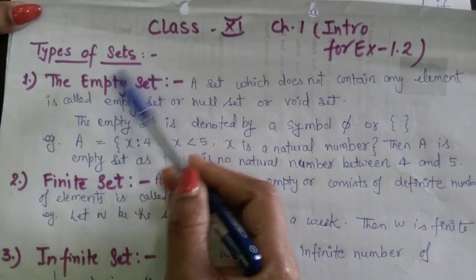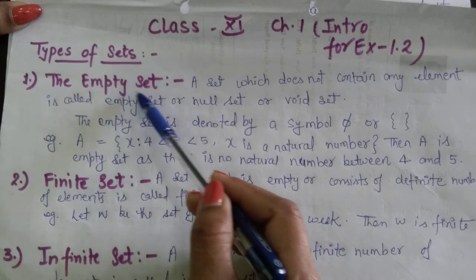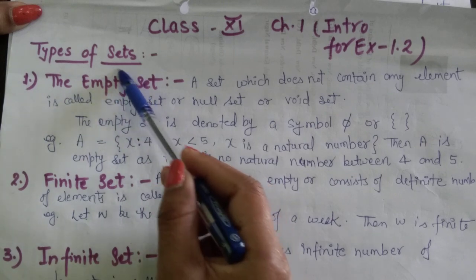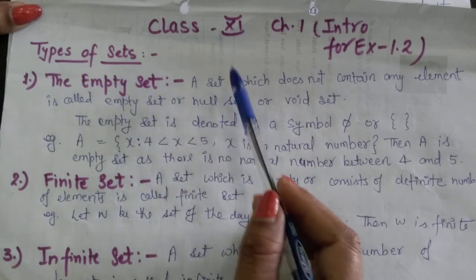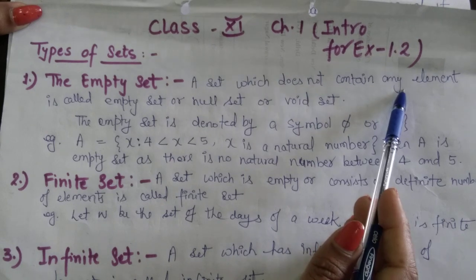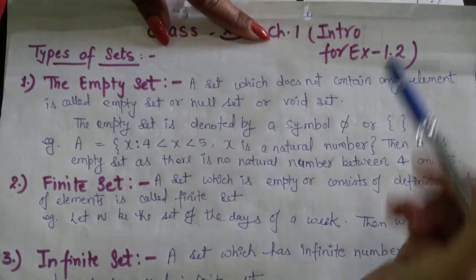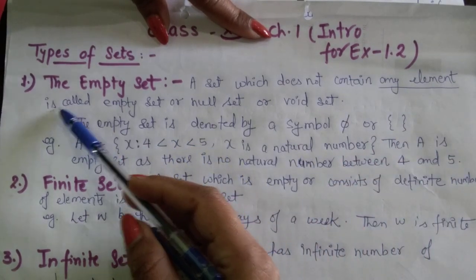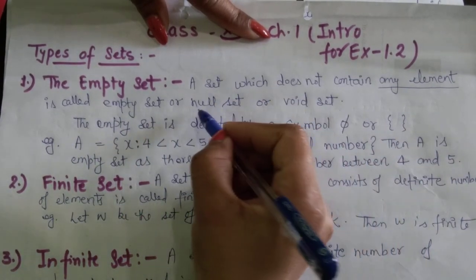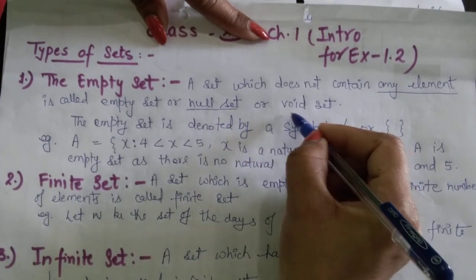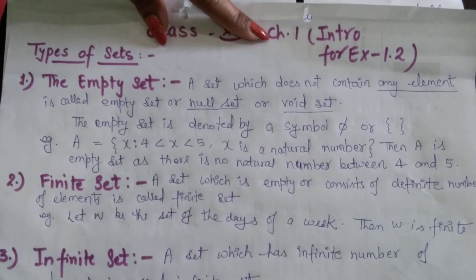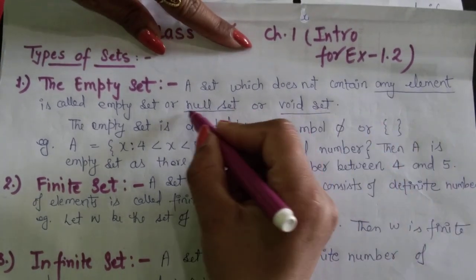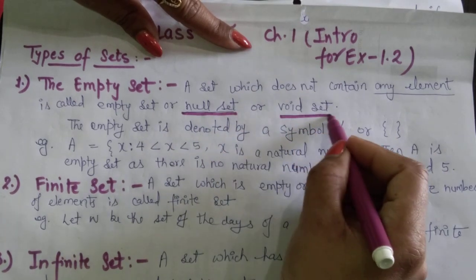Types of sets. Very first set is the empty set. Empty set means, empty means khali, which doesn't have any element. A set which does not contain any element, okay, means in that set we don't have any element, is called empty set, or it is also known as null set or void set. So always remember this thing in your mind. Empty set is also known as null or void set.